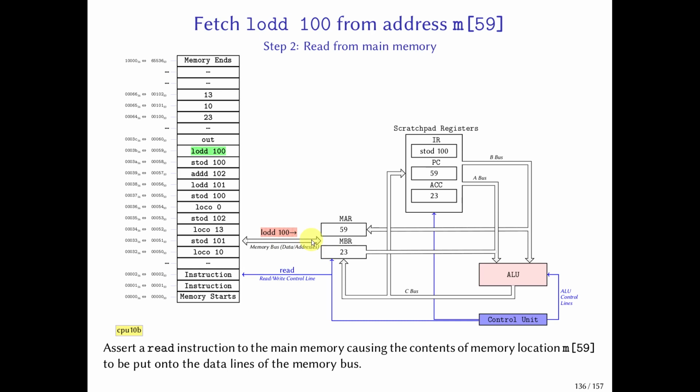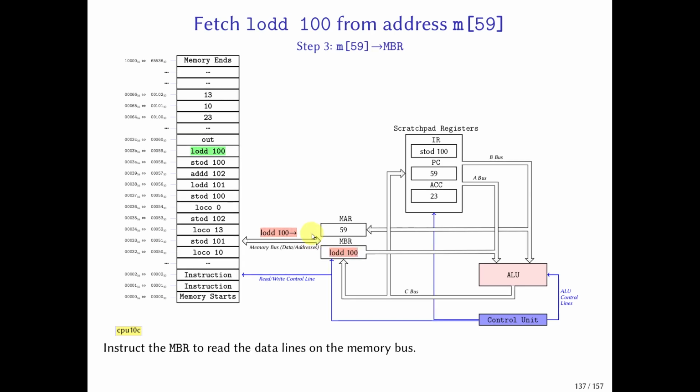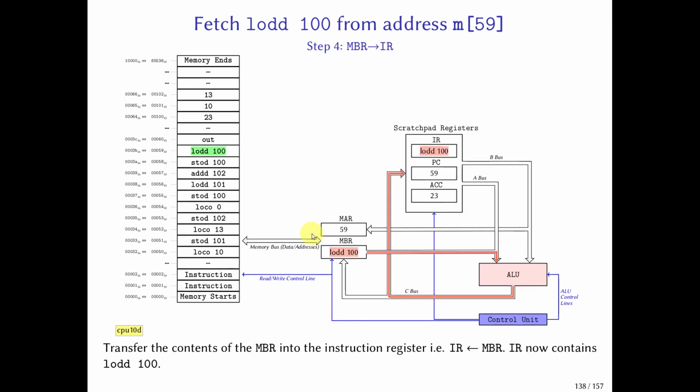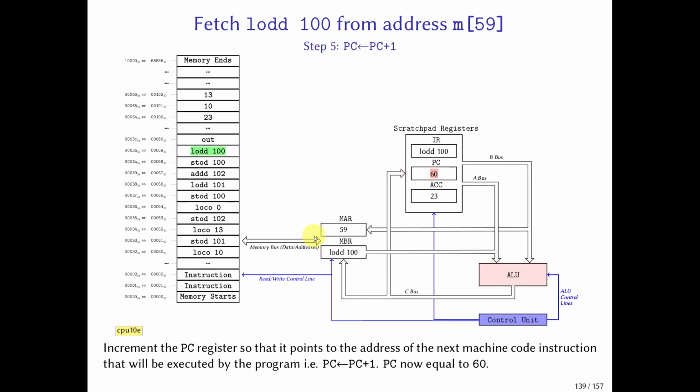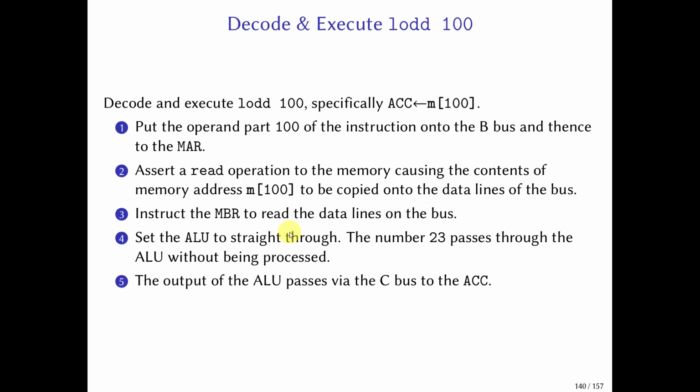Once it's been asserted as an input to the CPU, the CPU reads the machine code instruction into the MBR, and then from the MBR it transfers it directly to the instruction register via the data path. And then, as ever, we increment the value of the PC register from 59 to 60. So the PC is now equal to 60.